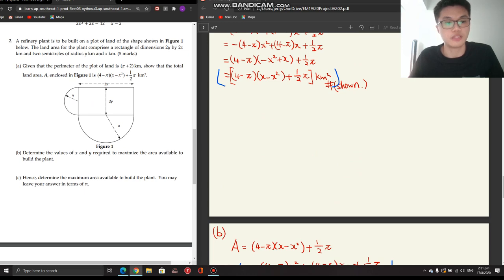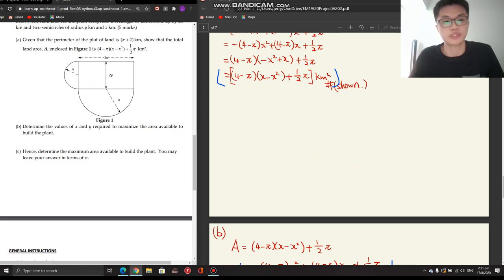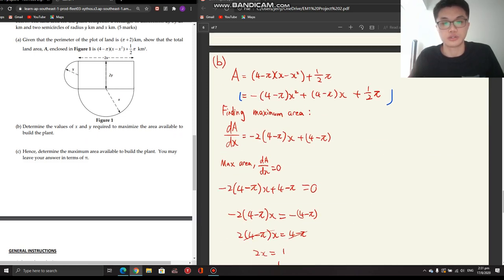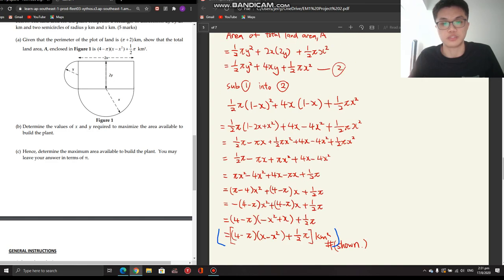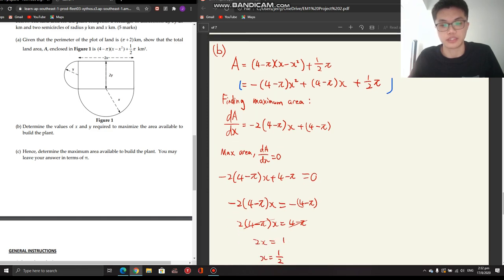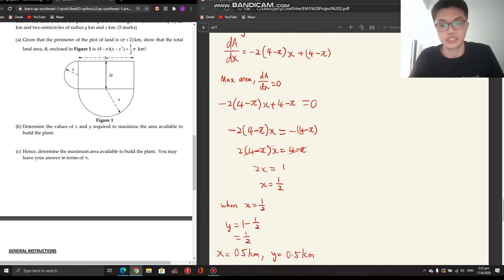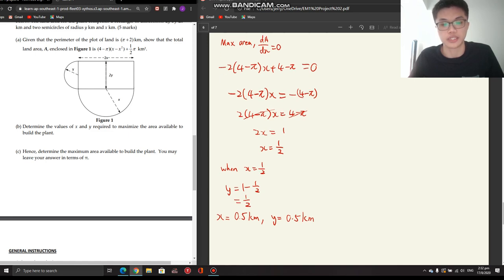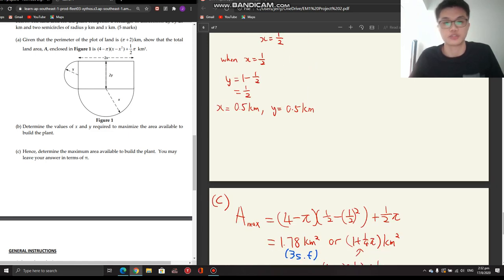Part B: determine the values of x and y required to maximize the area available to build the plant. This part wants us to carry out differentiation. By changing this into its previous form from the previous workings to make differentiation easier, after differentiating, dA over dx, I get this expression. Maximum area means dA over dx equals 0. By setting this expression equal to 0 and manipulating it, I find x equals half. When x equals half, I substitute back into y equals 1 minus half to get y equals half. So I get the values of x and y. That's for part B.